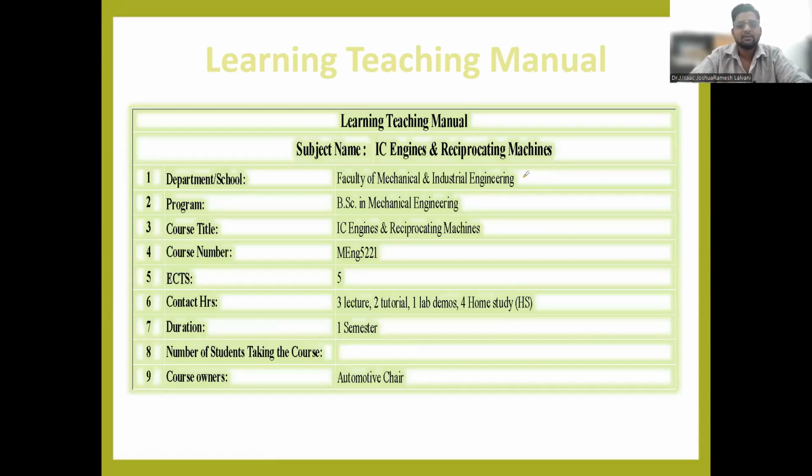So here you can see the first part of this learning teaching manual. It consists of your faculty name, your program name, and the course title. It consists of course number 5221. Here Faculty of Mechanical and Industrial Engineering is given because I did this with the Addis Ababa harmonized curriculum I have taken. So our case is Faculty of Mechanical Engineering, and ECTS, lectures, tutorial, labs, duration, number of students taking the course, course owners, automotive chair.